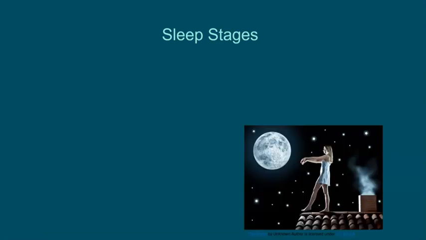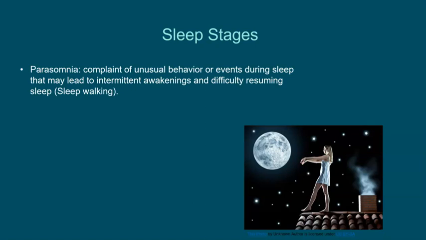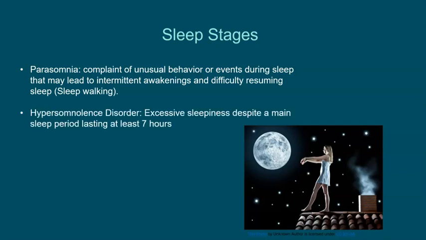So I'll talk about some of the definitions that you'll want to know, like parasomnia, and that is the complaint of unusual behavior or events during sleep that may lead to some intermittent awakenings, and that is sleepwalking. Hypersomnolence disorder, that would be an excessive sleepiness despite having a sleep period that lasts about 7 hours. So that's your hypersomnolence.